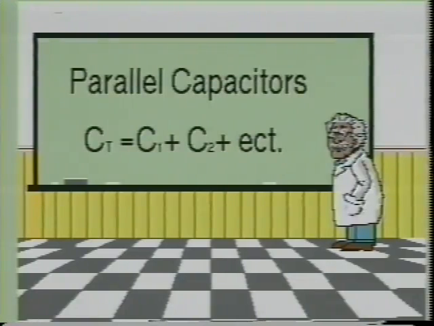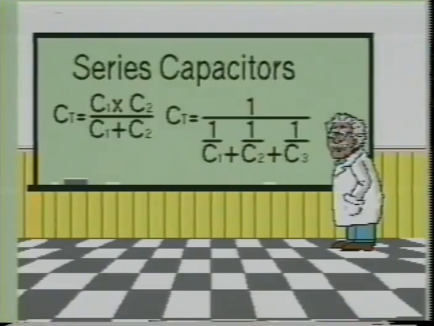You have learned to calculate the total capacitance of the 2 capacitors in parallel. You simply add their values together. For capacitors in series, there are 2 formulas available. Notice the similarity between these formulas and those used for resistors in parallel.